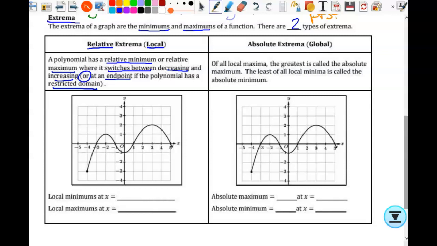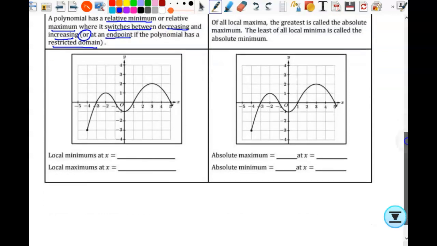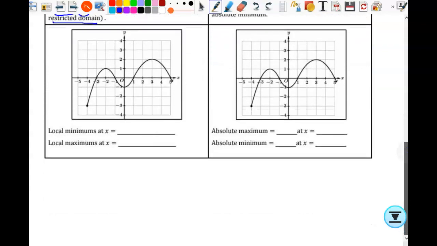This extra part here where it says, or at an endpoint if the polynomial has a restricted domain. Okay, so one thing you may not remember officially about polynomials is that they are continuous. Okay, from negative infinity to infinity, it's just a continuous function. So if this was an arrow and not a point right here, then it would just keep on going, right? But they have restricted my domain because there's a point right there. We good with that? That's how we know for sure it's restricted, because otherwise it would just keep on going.